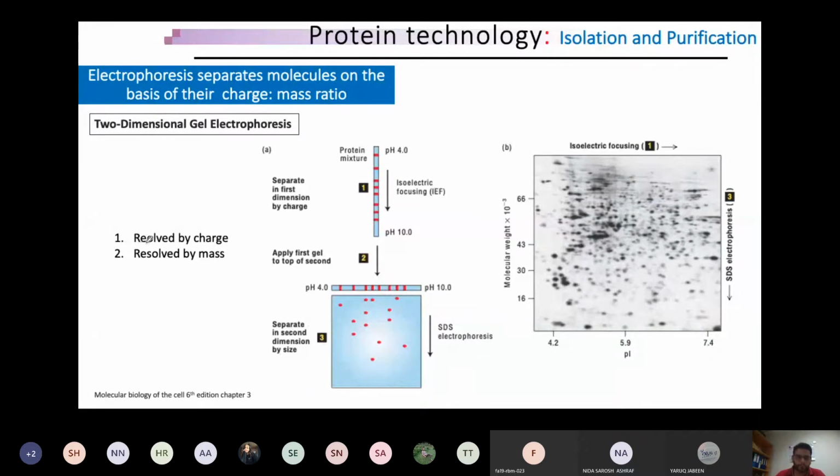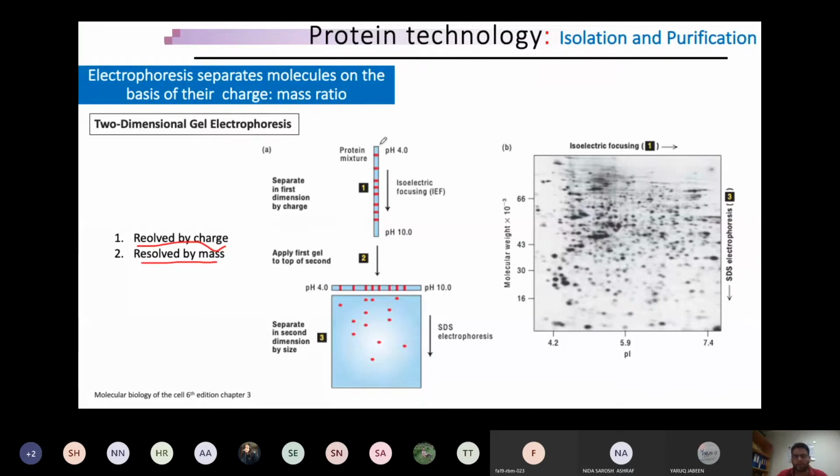So first you separate the proteins on the basis of charge, and then you resolve them on the basis of mass. So you have two characteristics on the basis of which you are separating. To separate on the basis of charge, you have a strip like this. This is a commercially available synthetic strip made up of ampholytes. I will talk about it in the next slide again.